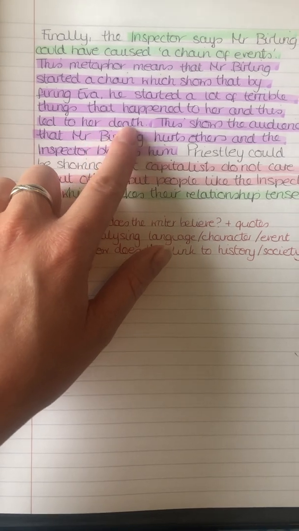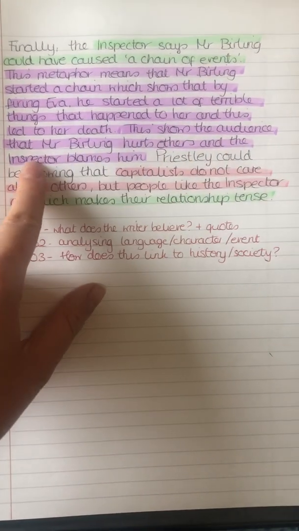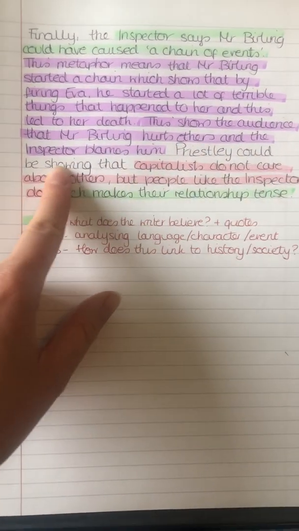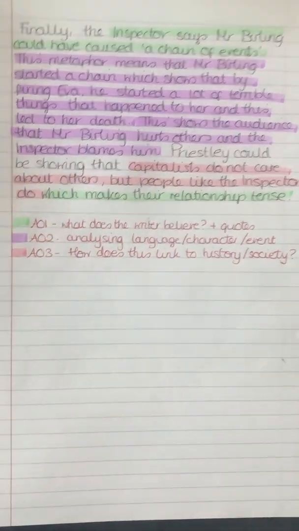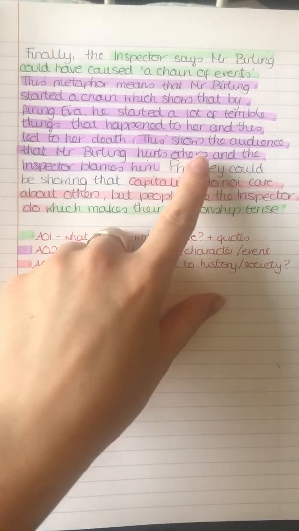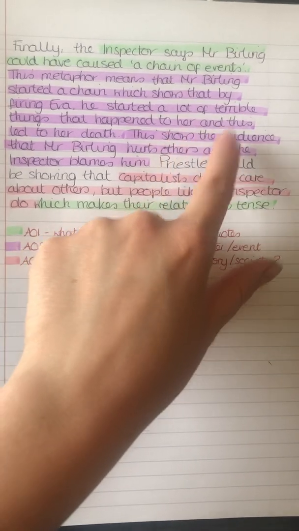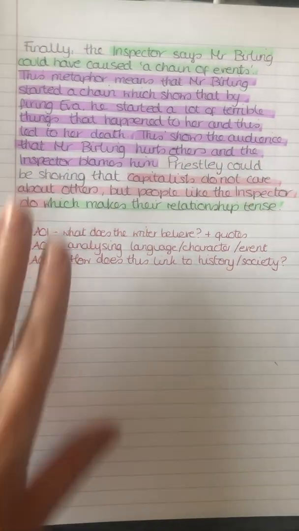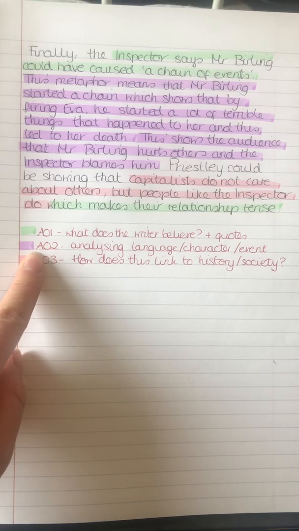This shows the audience that Mr. Burling hurts others, and the inspector blames him. So again, I'm using that word shows. This shows me. This shows this. This shows the audience. That's really important to get those AO2 marks.